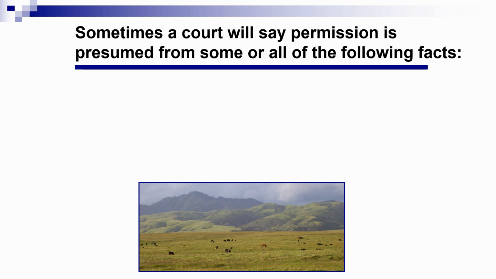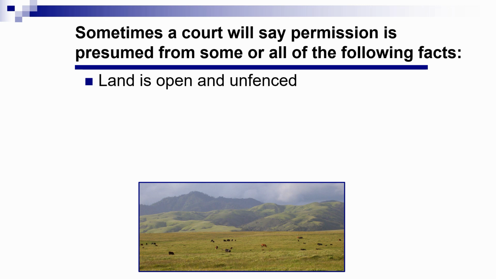Now sometimes, because prescriptive easements depend on being non-permissive, a court will say that permission is presumed from some or all of the following facts. And frankly, these things tend to cloud the issue of prescriptive easements and make the outcome uncertain.